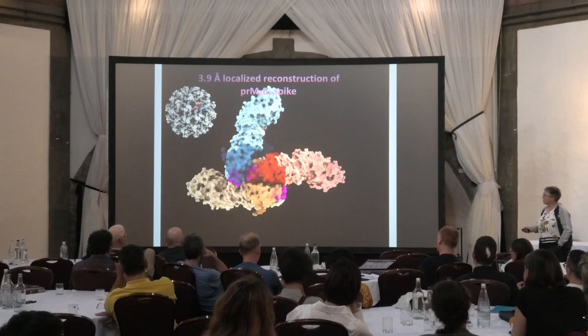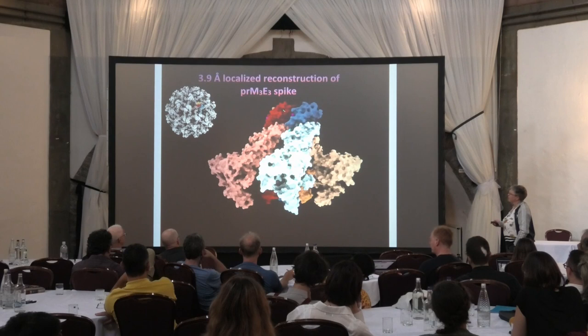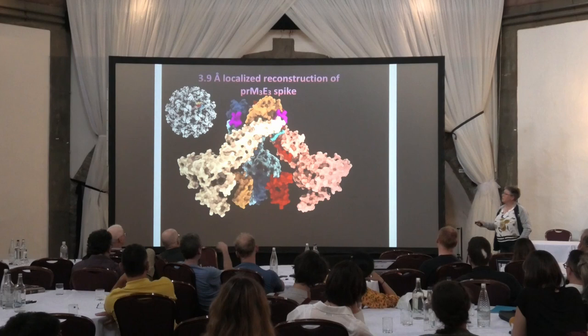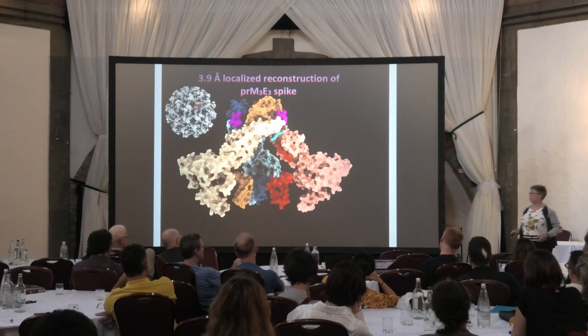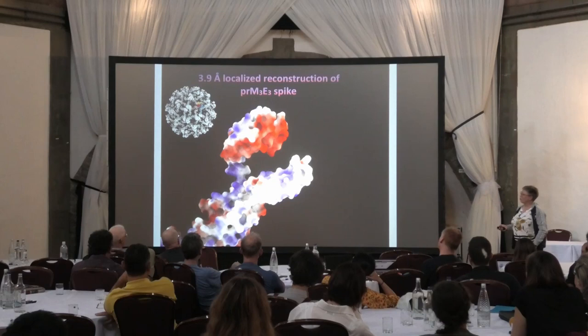In purple, you see the fusion loop, which is required for fusion with the cell membrane. It's nicely capped by these PR peptides. And here in turquoise, you can see the so-called furin cleavage site. This is what's going to cleave off this PR peptide from M during maturation. If we look at electrostatic interactions between the E and M, which are most tightly in contact with each other, we can see that this interaction is purely electrostatic.